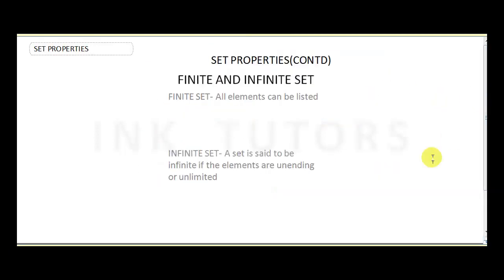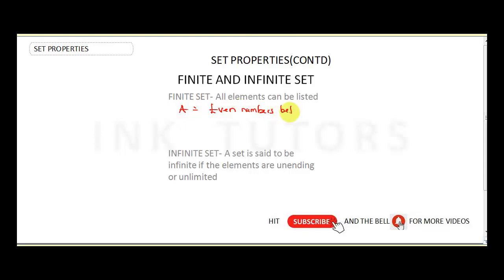Some of the properties we're going to be talking about include the finite and the infinite set. A set is said to be finite if all the elements can be listed. There are some sets where you might want to list all the elements and state them down in your book. For instance, let's say A contains even numbers from 0 to 10. You know that A is going to be 2, 4, 6, 8, and 10. So these are the even numbers that can be found, and you can see that this is a finite set.